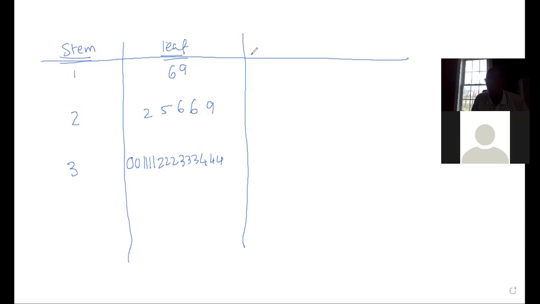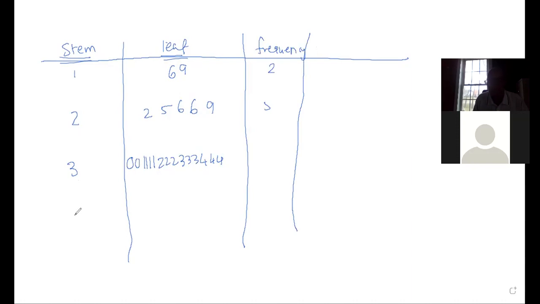How many numbers are there? These total numbers are called frequency, F-R-E-Q-U-E-N-C-Y. So frequency over here, I would write here, there are 2 leaves. Frequency means number of leaves. And here there are 2 leaves, and then here we have, I will consider this frequency later on, but you can count like this.